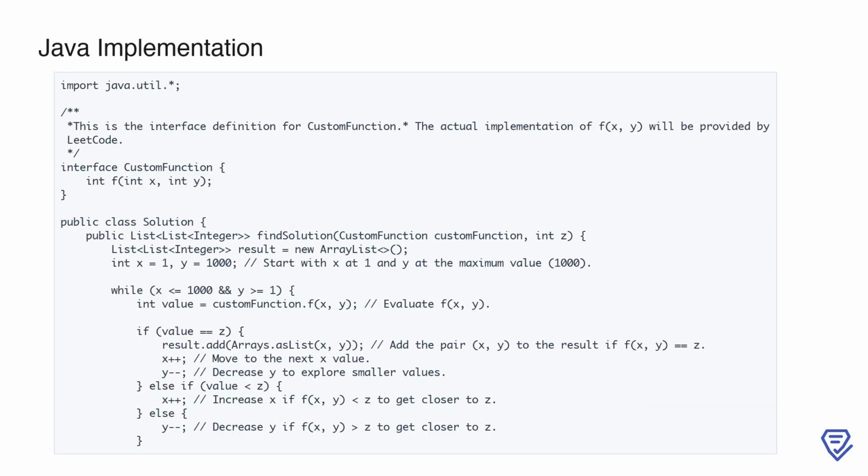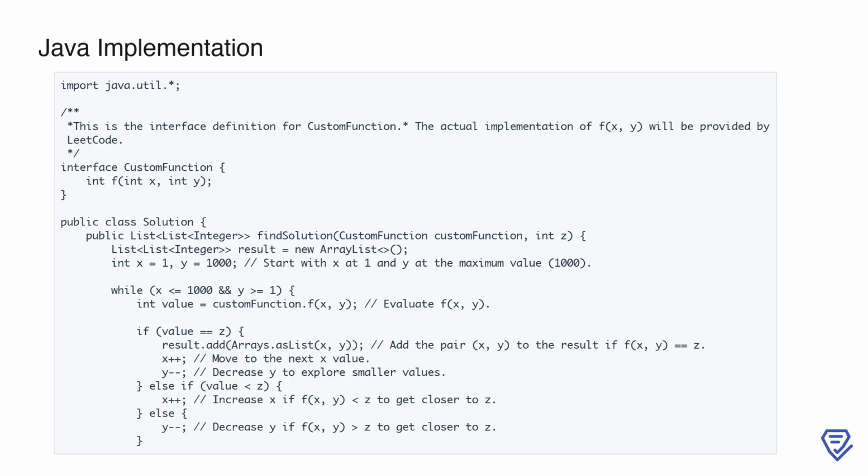To solve this problem, we begin by defining the interface CustomFunction, which represents the function f(x, y). This interface is provided by LeetCode, and its implementation will be handled during the actual testing of the solution. Our goal is to find all pairs of positive integers (x, y) such that f(x, y) equals the target value z. In the Solution class, we define a method findSolution which takes the custom function and the target value z as inputs.